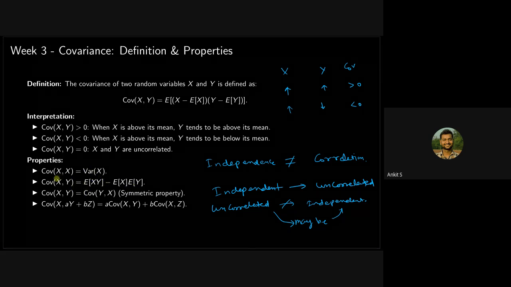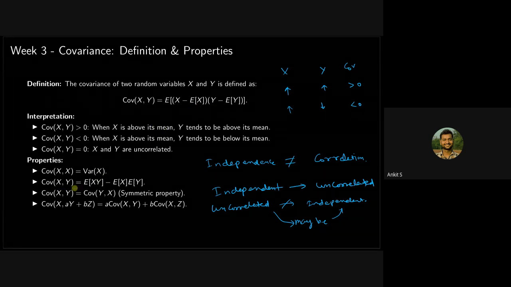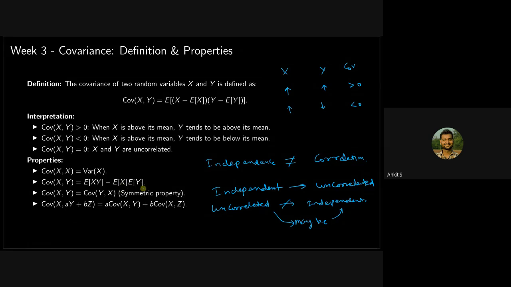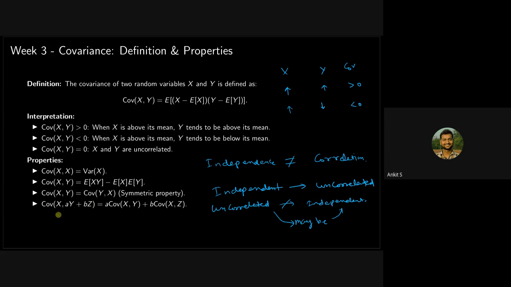Apart from this, there are some more properties of covariance. If you take the covariance of the same random variable with itself, you just put x in place of y. So it will become the expected value of x minus expected value of x, whole squared. So it will become the variance of x, right? Covariance of x comma y is equal to the expected value of xy minus the product of the expected values. This will be very important when solving problems, and I think we will solve a problem like this. And it is a symmetric property: covariance of x comma y is equal to covariance of y comma x. This is also important in solving some problems.